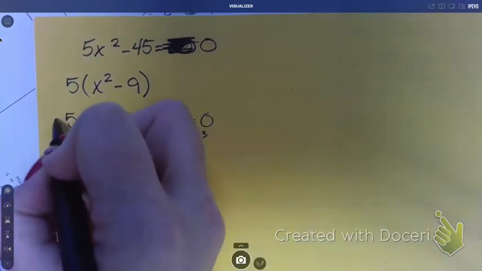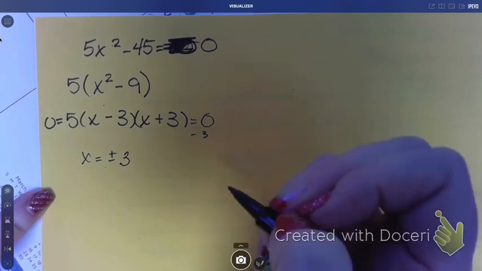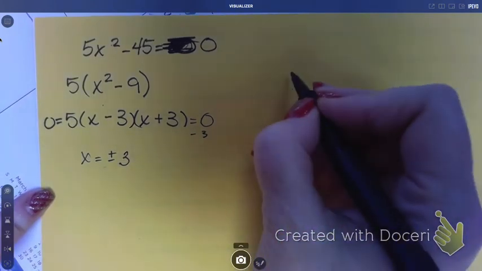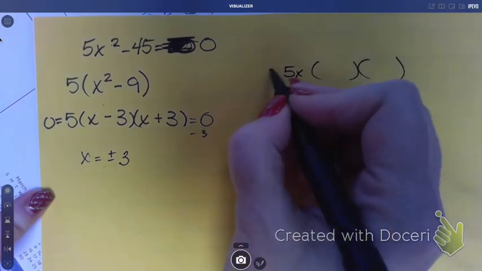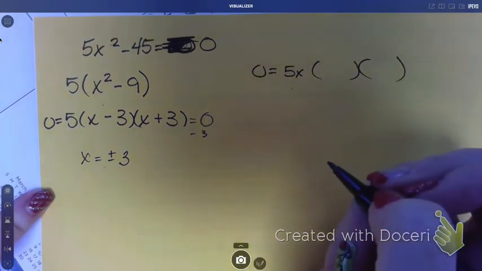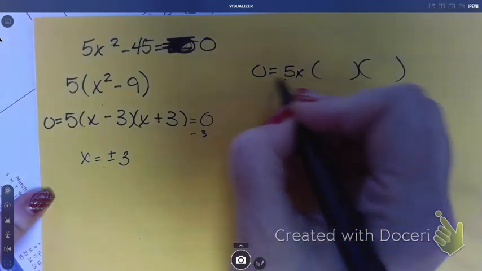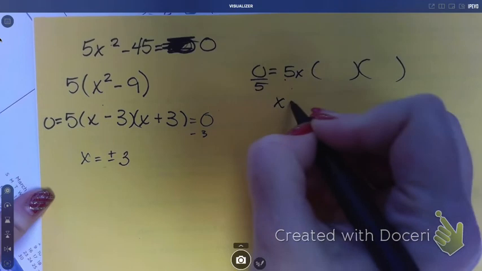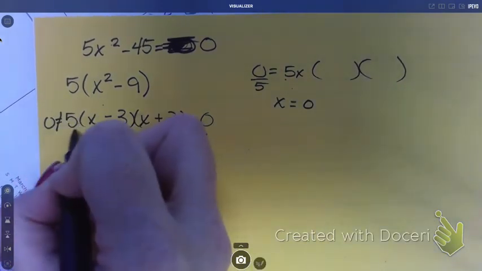And does this 5 equal 0 without a variable? No. What if I had 5x equals 0? Can that happen? Yeah. So I could divide by 5 and I would get 0. So the 5 doesn't work because there's no variable.